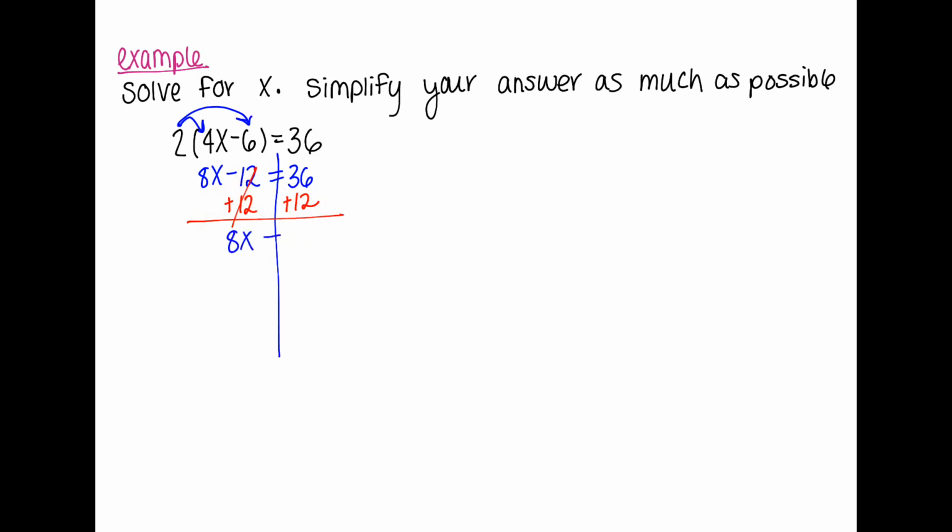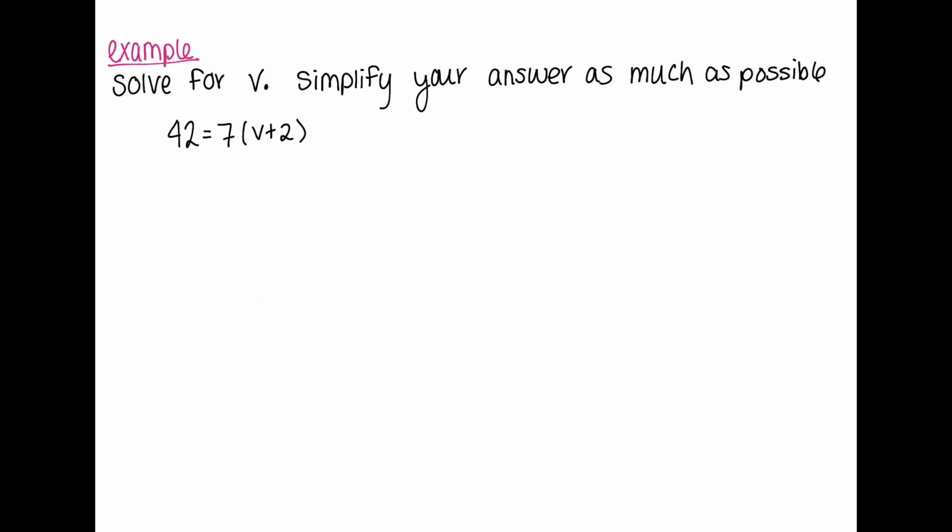All right, so I'll bring down my 8x, and then I have 8x equal to 48. To get rid of my 8, I'm going to divide both sides by 8. That cancels. Now we have x equal to 6. So x equal to 6 is our answer. Once again, we could check this on our calculator or by hand, however you want to. I'm not going to take the time to do that, but we could check it here.